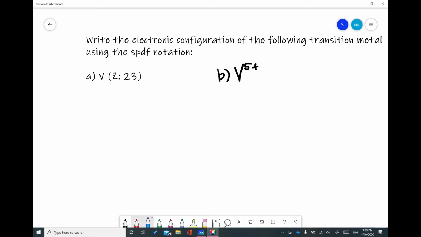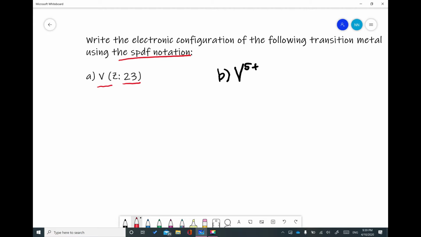Today I'm going to do a tutorial on how to write the electronic configuration of an element using the spdf notation. We have here an element, vanadium, with a proton number of 23. First things first, whenever I write an electronic configuration, I need to determine how many electrons there are in vanadium.